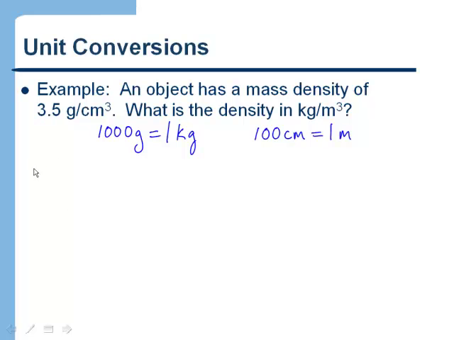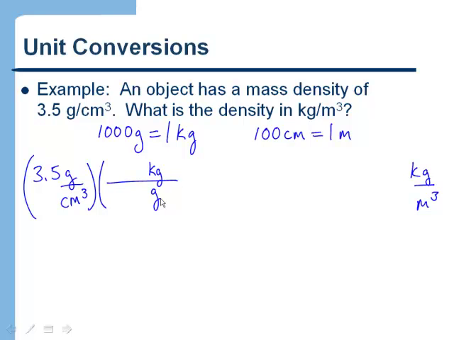So now I'm going to start out. I have 3.5 grams per centimeter cubed, and I want to end up with kilograms per meter cubed. So that's where I want to get to. And in order to do that, I'm going to have to convert both grams to kilograms and centimeters cubed to meters cubed. So let me start out by converting the grams to kilograms. I know I want to end up with kilograms on the top, and I want grams on the bottom. So that means 1 kilogram is 1,000 grams.